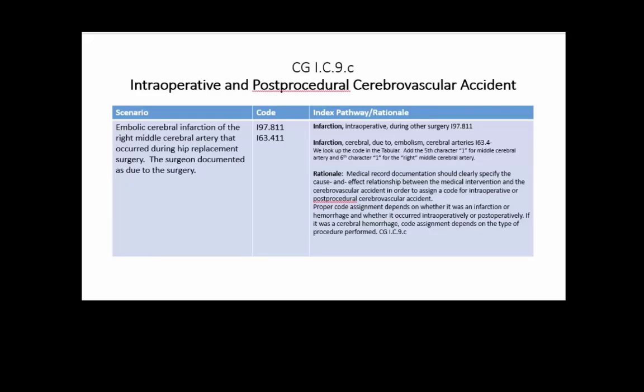The surgeon documented that the cerebral infarct was due to the hip replacement surgery. You're not going to always have that, so you may not be coding it; you cannot assume it. You also notice the proper code assignment depends on whether it was an infarct or a hemorrhage. So be careful when choosing those codes, because your code assignment is going to depend on the type of procedure performed.